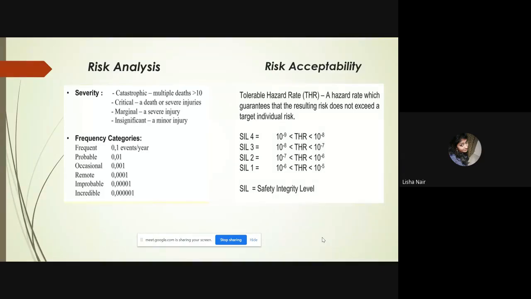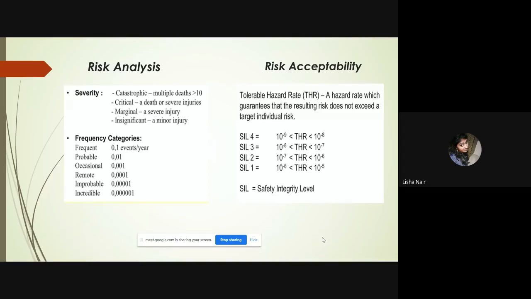So that is catastrophic. Then we have critical, which is not to the level of crashing and causing death, but it could cause injuries. Then there is marginal, which is like a severe injury. It could be a burn or a severe injury, a bone fracture or something. And insignificant is just a minor injury, which could be just a minor scratch, if it is on the runway. So these are the severity levels that we need to assess.